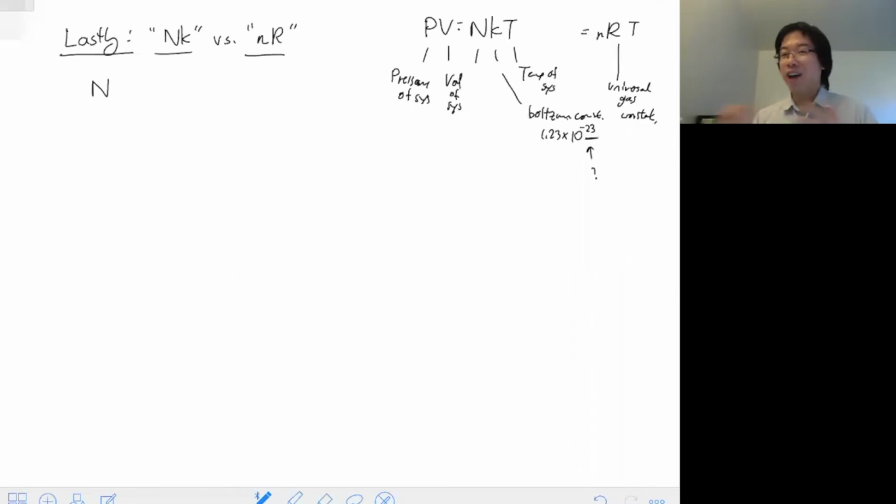Actually, the NRT version is more friendly because I actually remember this for real, right? It's 8.31 in terms of SI units. Okay, so it's a very nice number. It's a digit from 0 to 10. It's more nice to use.